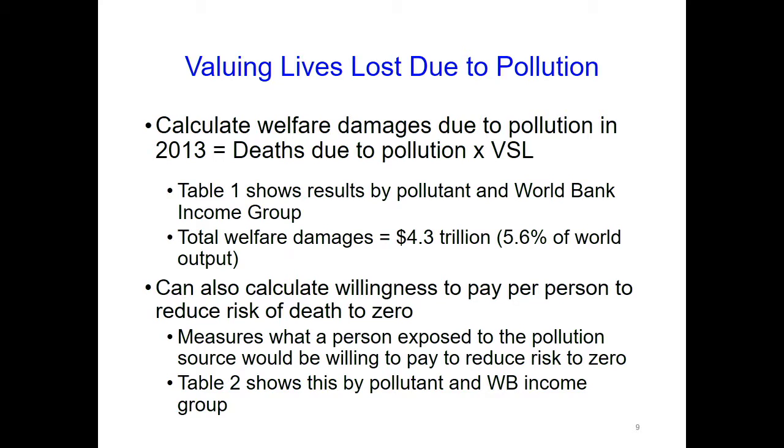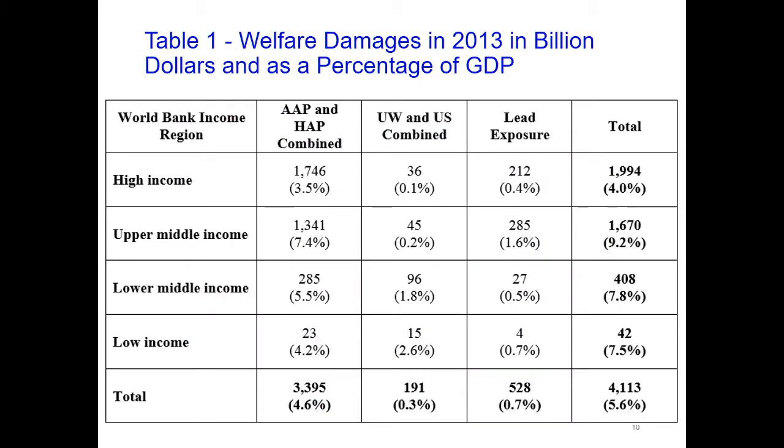We also use the information in the GBD to calculate what the average person exposed to these pollution risks would be willing to pay to reduce these risks to zero. And I'll explain that. That gives you, in some sense, a very rough and ready notion of an approximate benefit from an intervention that could indeed reduce risk to zero.